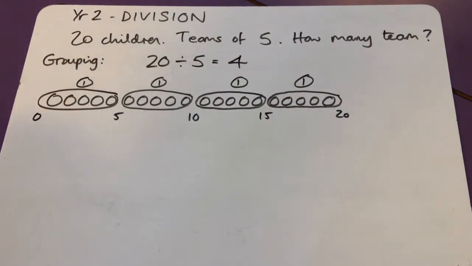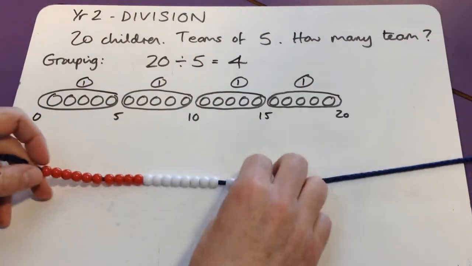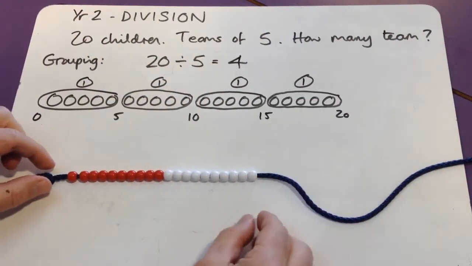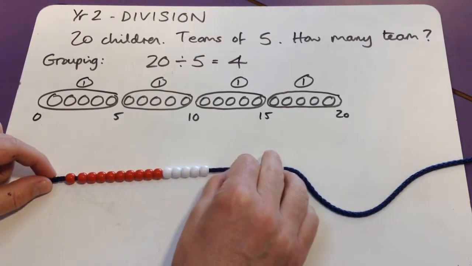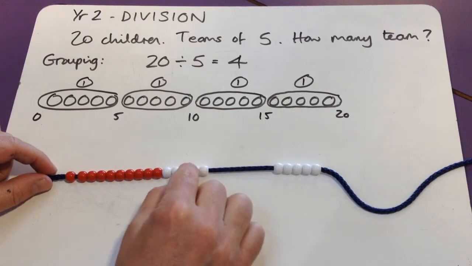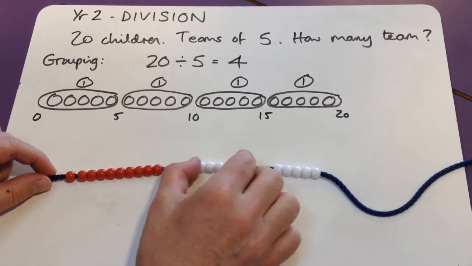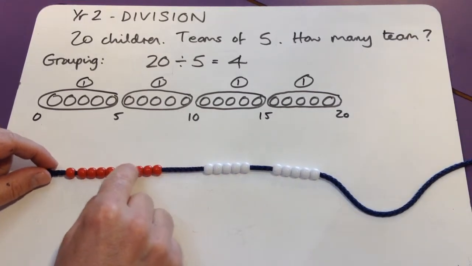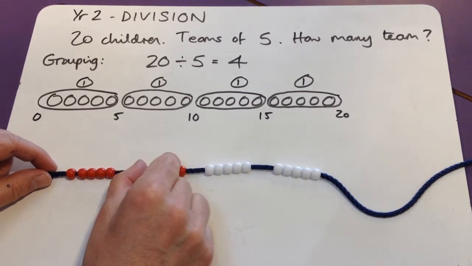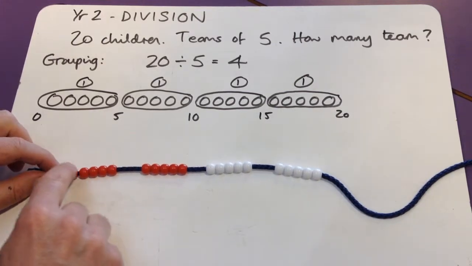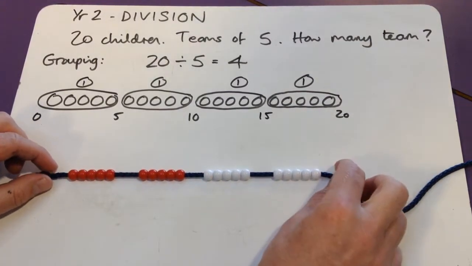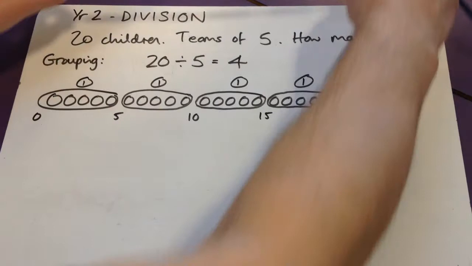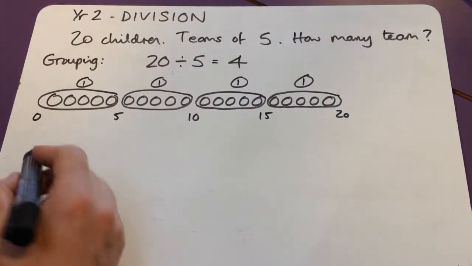This is really nicely backed up with a bead string image. So if we've got our 20 beads or 20 children and we count 1, 2, 3, 4, 5, that's one team, 1, 2, 3, 4, 5, a second team, 1, 2, 3, 4, 5, a third team, and 1, 2, 3, 4, 5, a fourth team. 4 teams of 5. We can then look at how we do that on a number line.